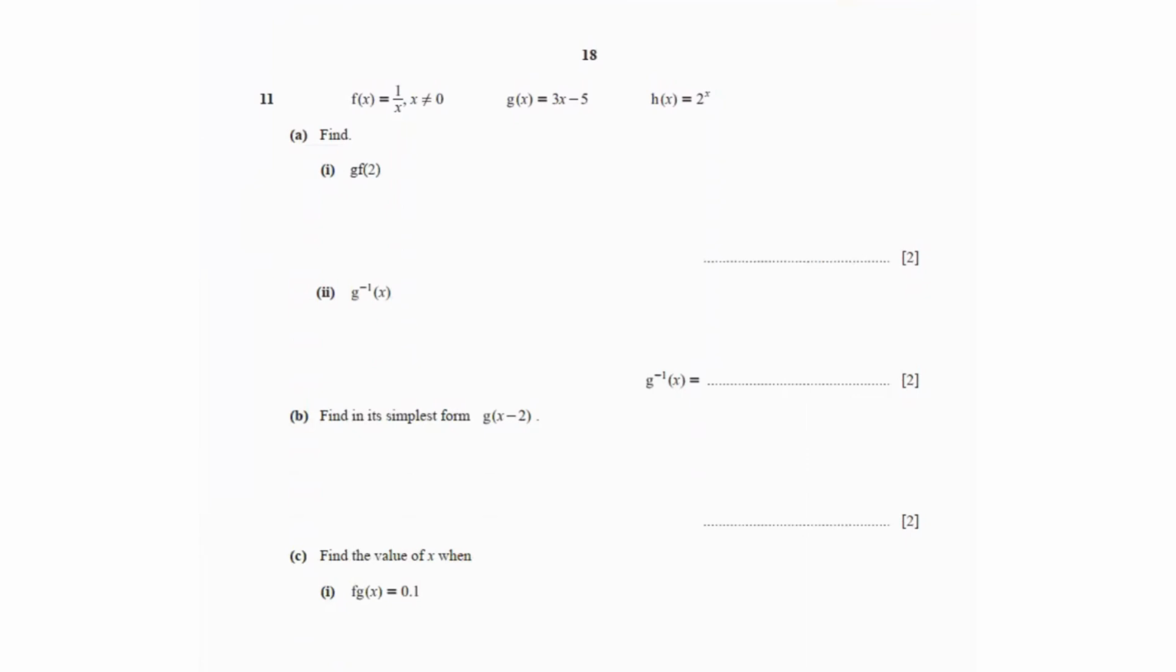Question 11 says f of x equals 1 over x, g of x equals 3x minus 5, and h of x is 2 to the power of x. Find g of f of 2. So first let's find f of 2. That's going to be 1 over 2. Then you put that in g of x, so that's g of 1 over 2, which is 3 times 1 over 2, and then minus 5. So that gives us negative 3.5.